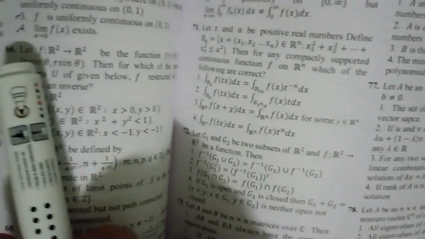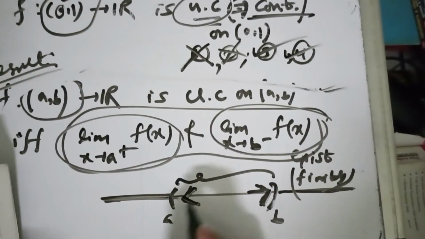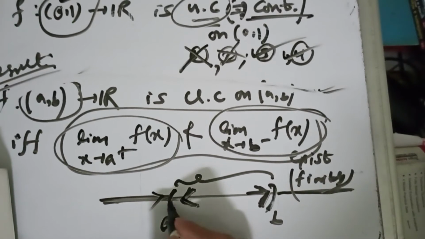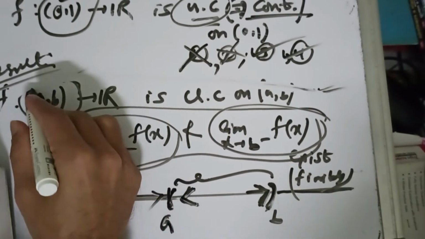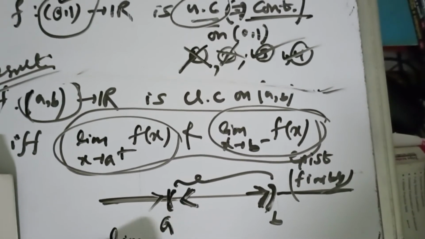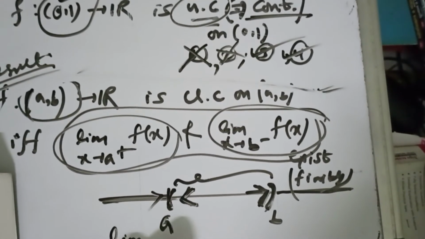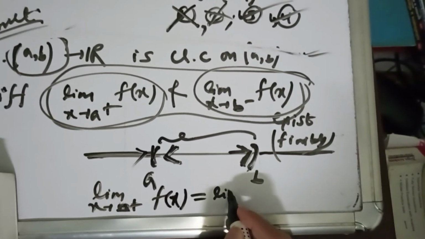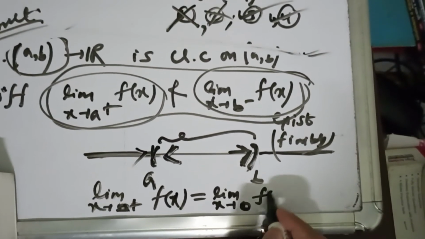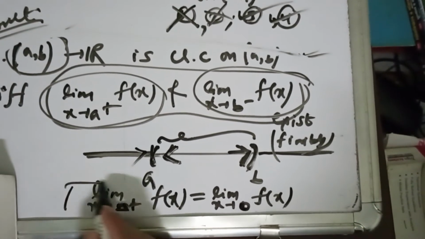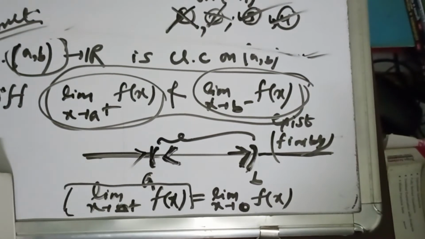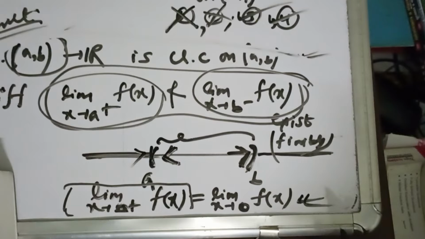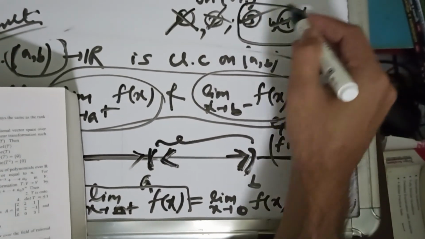See, option 4 was: limit x to 0 of f(x) exists. So this option will be true. In this case there is no left limit, and also no function value at 0 exists, because the domain is open (0,1). So in this case the limit x to 0 plus of f(x) is nothing but the limit x to 0. We know that this limit exists, because f is uniformly continuous. So option 4 is correct. So the correct options are option 3 and 4.